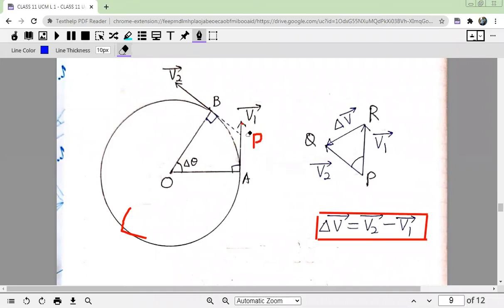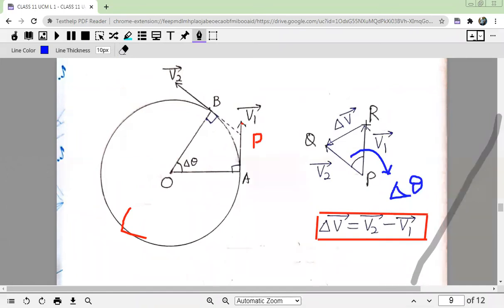So these arrows I will draw separately. V1 has been drawn here, and V2 has been drawn here. You can see here, PQ is parallel to V2, and PR is parallel to V1, and having equal length also. What will be this angle? This angle will be equal to delta theta.